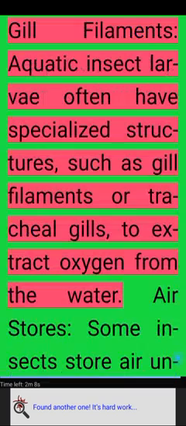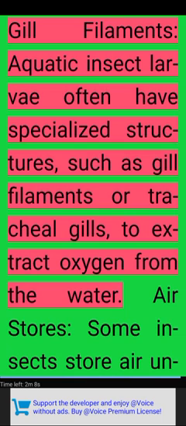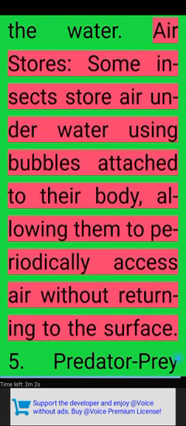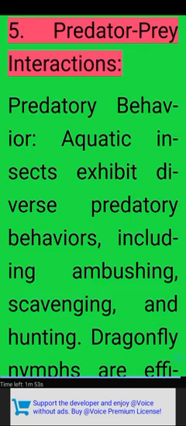4. Respiratory adaptations. Gill filaments. Aquatic insect larvae often have specialized structures, such as gill filaments or tracheal gills, to extract oxygen from the water. Air stores. Some insects store air underwater using bubbles attached to their body, allowing them to periodically access air without returning to the surface.